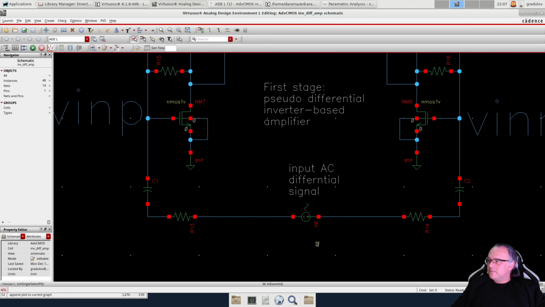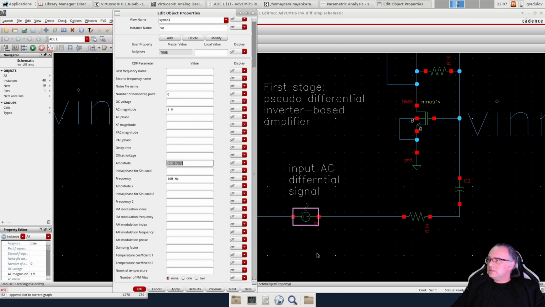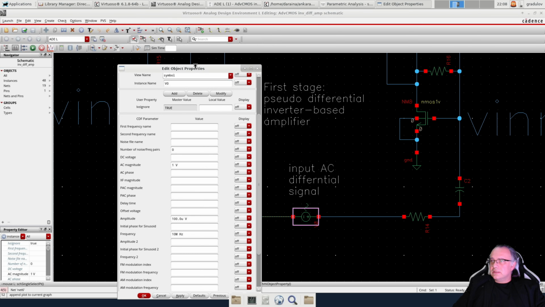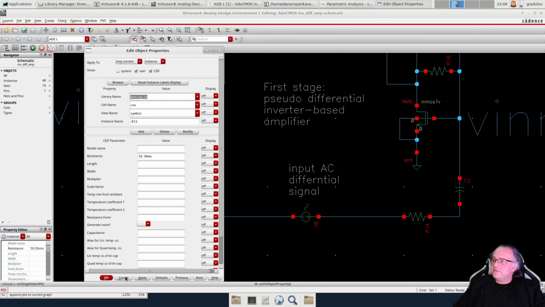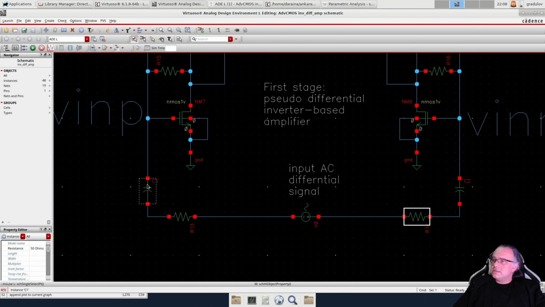Now this is the input signal, which we will use for AC and transient analysis. For the AC simulation, the amplitude does not really matter. 1 volt is a convenient voltage, and the amplitude does not matter because AC simulation is a linearized simulation. So the AC magnitude is something relative. Then for the transient simulation, we have 100 microvolt amplitude of sine wave tone with 10 megahertz frequency.